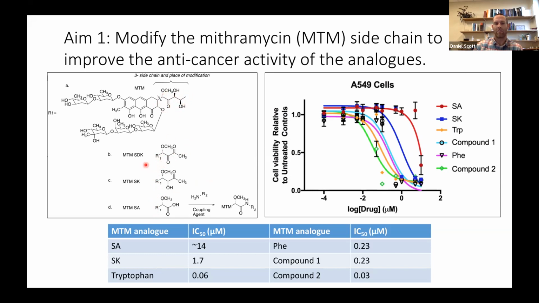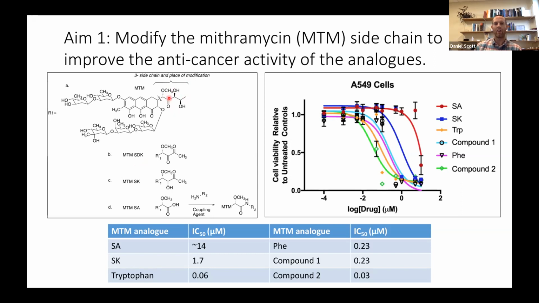So we have Mithramycin SK, SDK, and then Mithramycin SA. The reason we're interested in these three derivatives is because the Mithramycin SDK and the Mithramycin SK analogs showed increased anti-cancer activity. They were quite a bit better than regular Mithramycin in terms of cytotoxicity towards the cancer cells. And the only place that they're different is on this side chain in the third position up here.